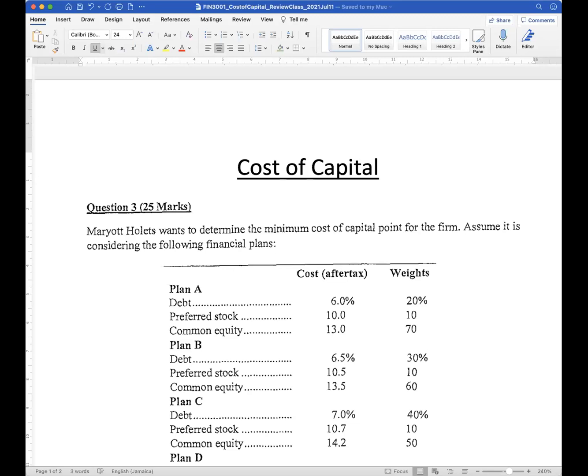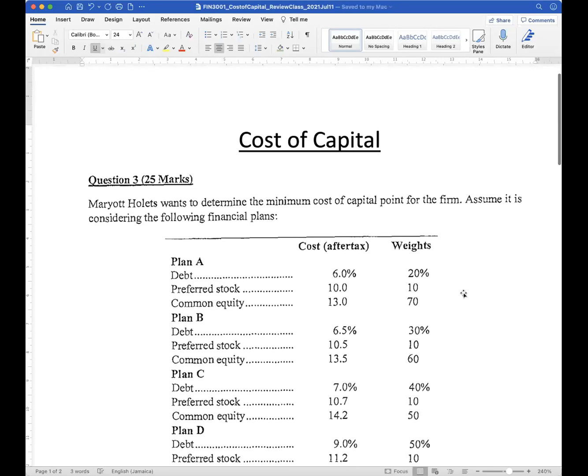Earlier we looked at capital budgeting. Now we're on to cost of capital. And I shared some formulas in the chat earlier in the WhatsApp group. All right, well, let's look at this question. We're going to work through the concepts looking at the question.